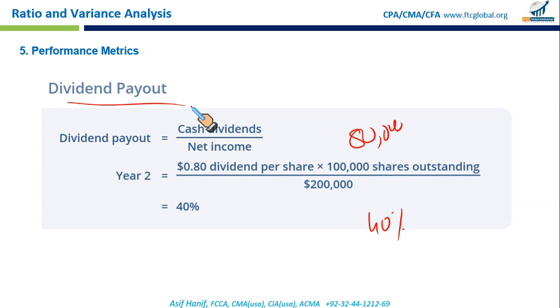Those companies that do not have profitable projects on hand, they would tend to distribute most of their earnings to the shareholders, but those companies that plan to reinvest their profit into profitable projects, for such companies, dividend payout ratio is normally low.